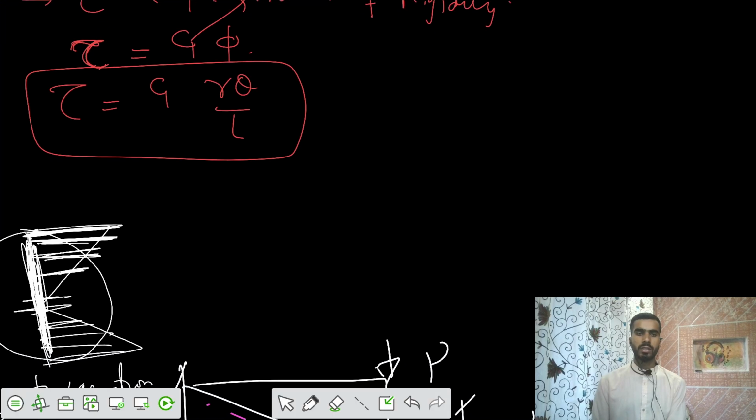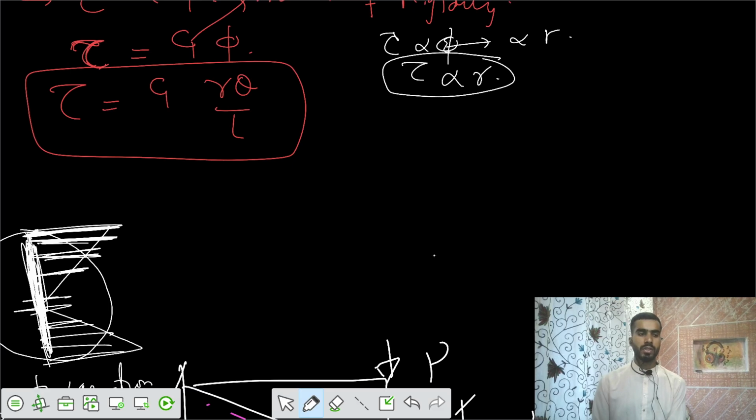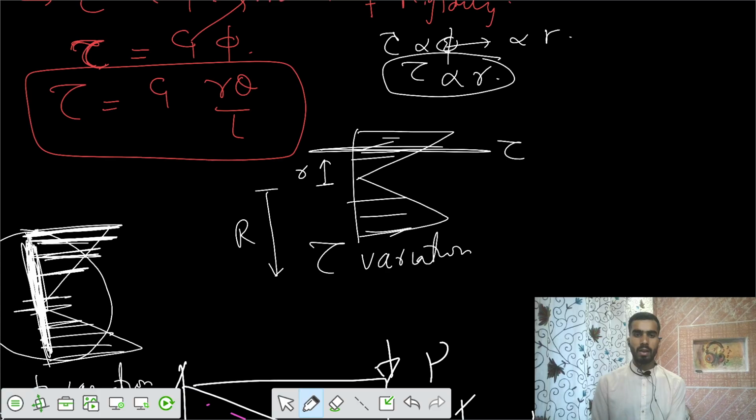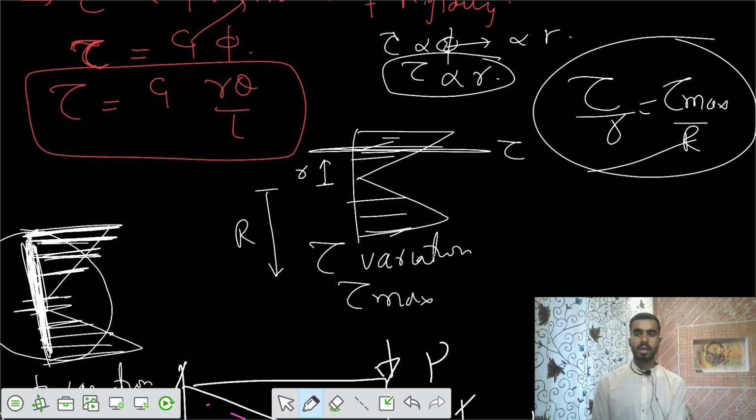If you want to plot that shear stress variation, since stress is proportional to strain and strain itself is proportional to radius r, that means tau is proportional to radius r, so shear stress variation is also linear. Tau variation is also linear. At some value of r from the center, we have some value of tau, and at r max, we have tau max. So we can say tau by r equals tau max by R. So there is a linear variation.